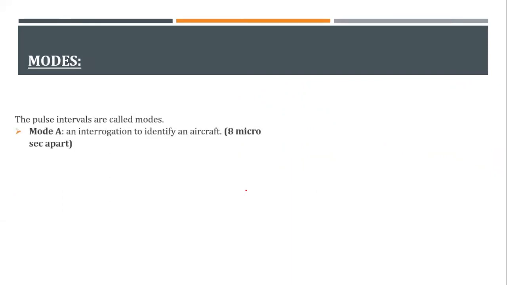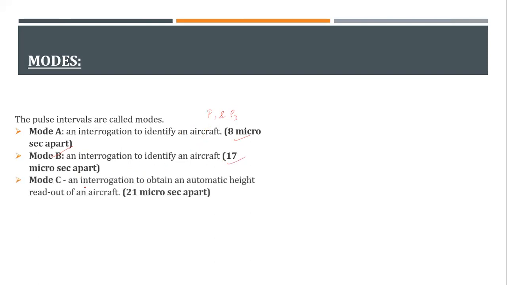I'll make you understand more by telling you the modes. There are 3 different modes. The pulse intervals are called modes itself. So mode A, there will be 8 microseconds difference between P1 and P3. Mode B, there is a difference of 17 microseconds. And mode C, there is a difference of 21 microseconds.